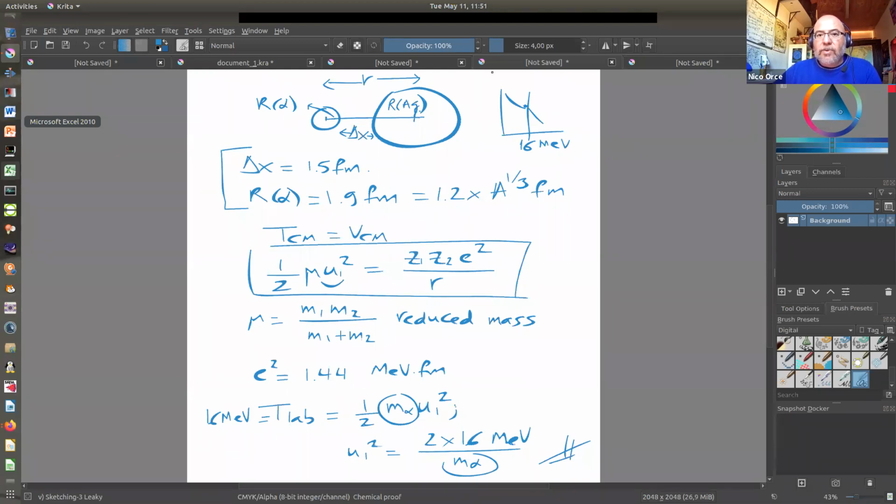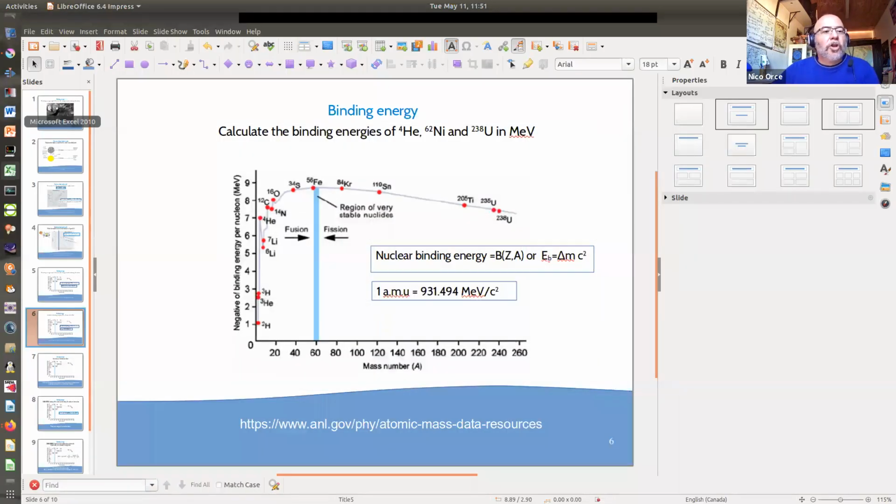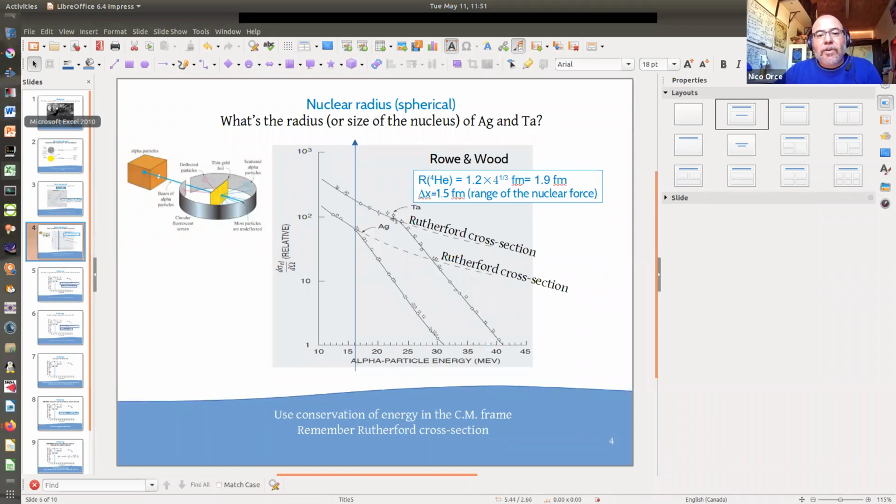So I want you guys to do that now, finish the problem and do the same thing for the other nucleus that we have here, for the tantalum nucleus. And again, the idea is everything is classical, everything is okay until the nuclear force wakes up. The nuclear force wakes up at that particular range, at 1.5 Fermi, right? So knowing that, we know that once the nuclear force wakes up, there's going to be a deviation from the Rutherford cross-section, because the Rutherford cross-section only involves the electromagnetic interaction.